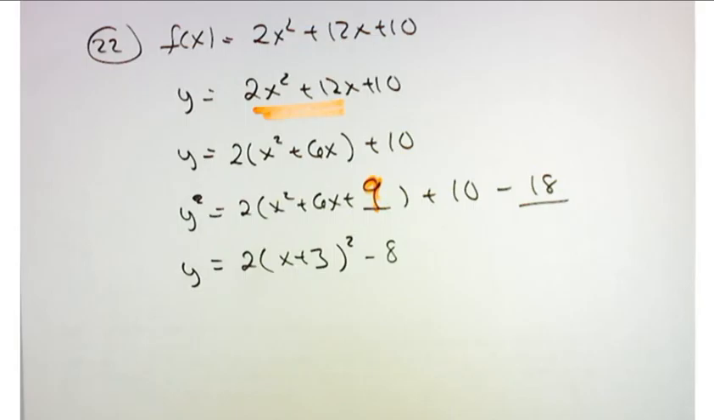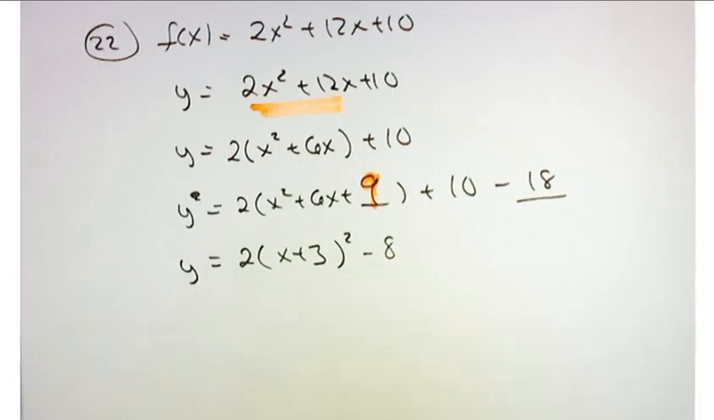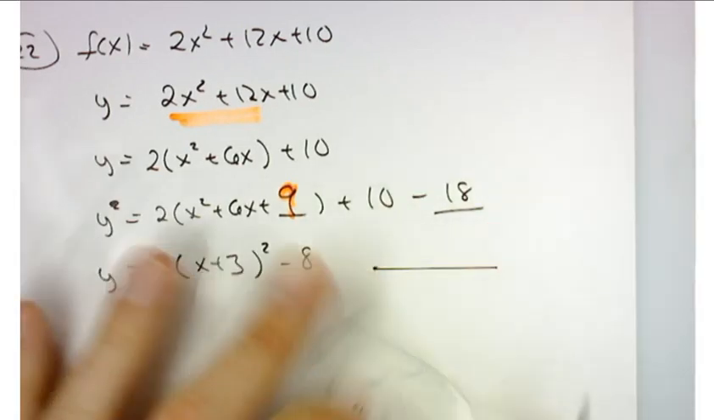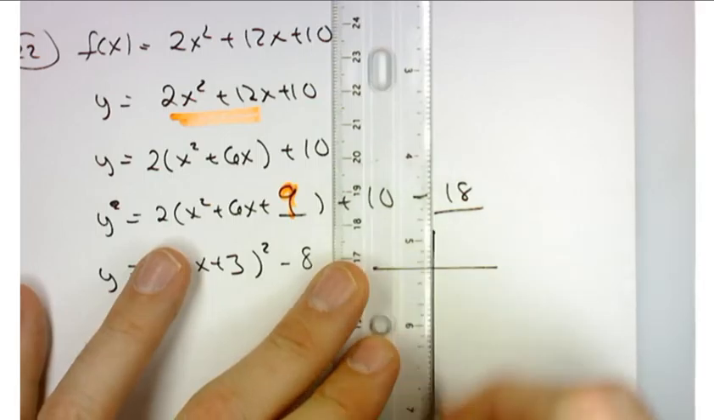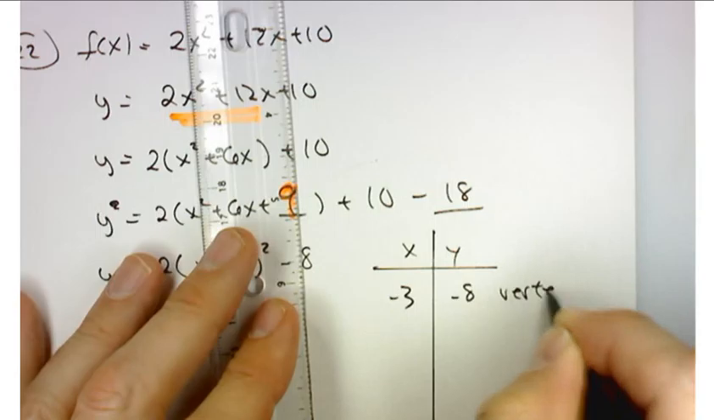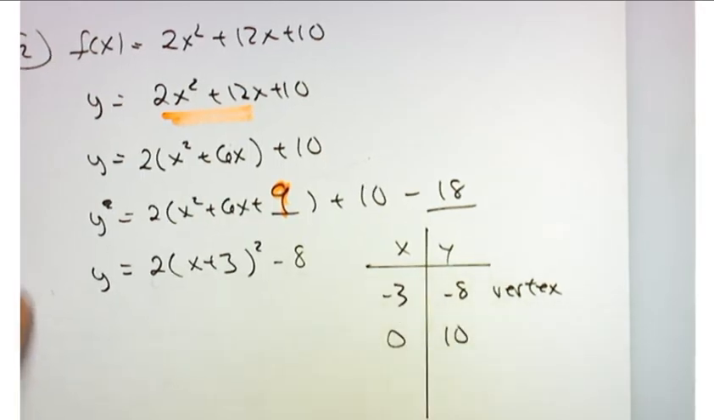Alan, can you read me off the vertex of this one, please? Perfect. Negative 3, negative 8. So there's your vertex. Let's keep track of a little series of points here. X and Y. Negative 3, negative 8. That's our vertex. Can someone tell me what the, let's see, the y-intercept would be? 10. 0, 10. So 0, 10 for the y-intercept.